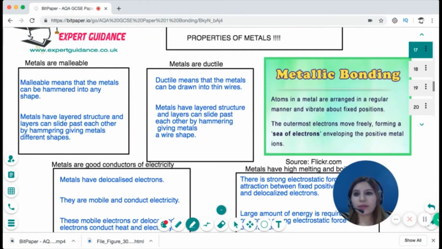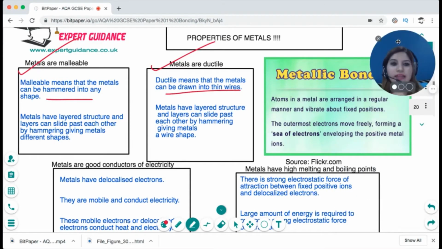So what are the properties? Metals are malleable. What is the meaning of malleable? They can be hammered into any shape. Metals are ductile, meaning they can be drawn into wires. They are good conductors of electricity, and they have high melting and boiling points.